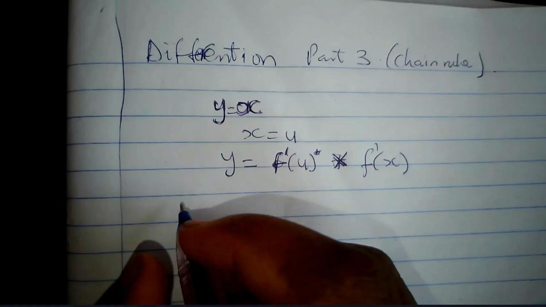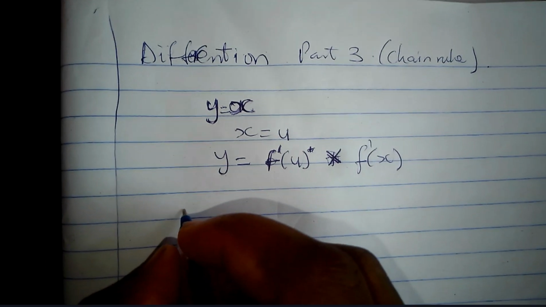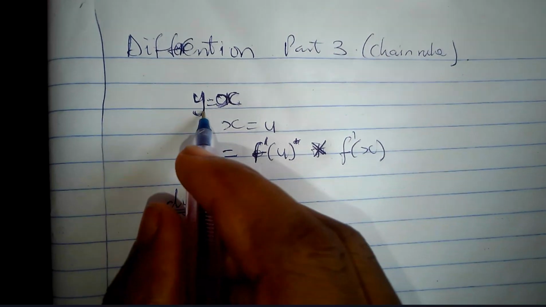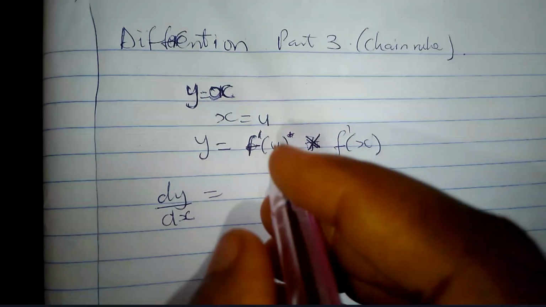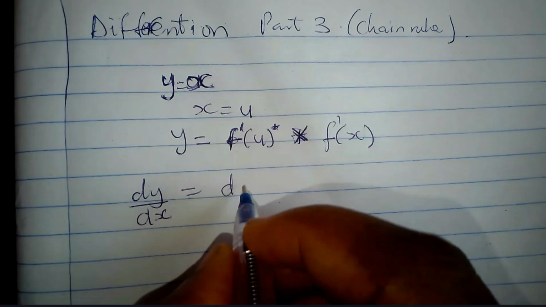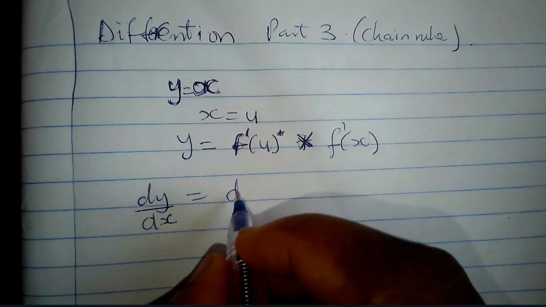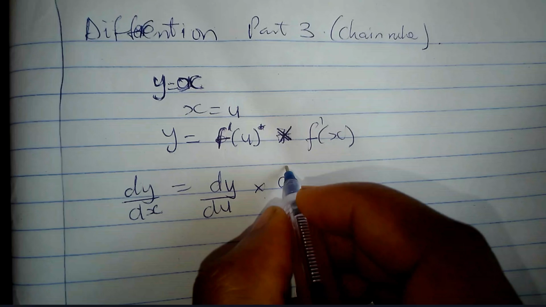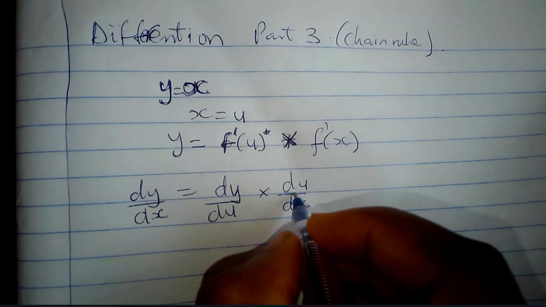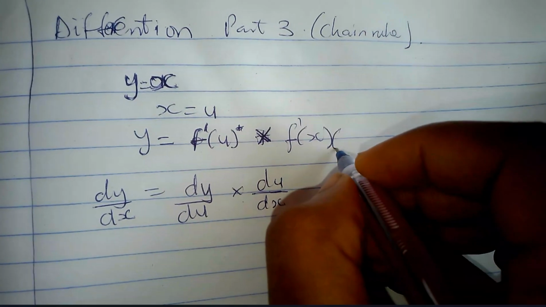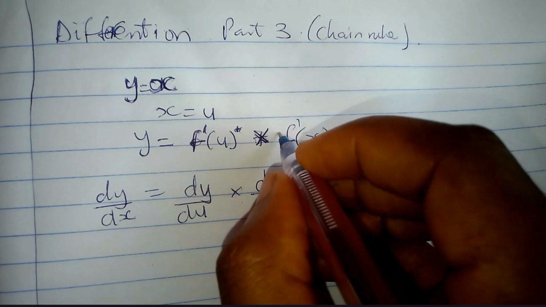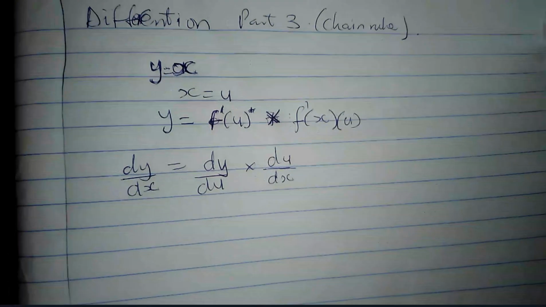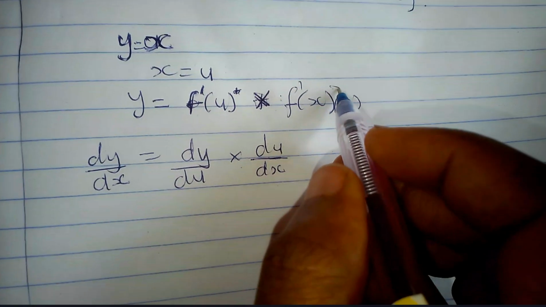We are saying that if y is a function of u, and u is a function of x, then dy/dx is equal to dy/du times du/dx. So this is with respect to u.